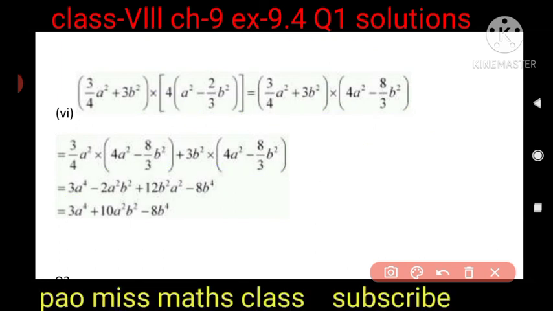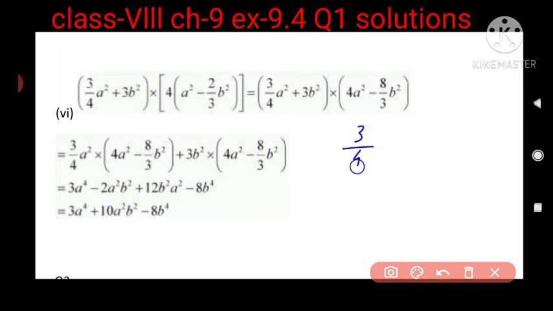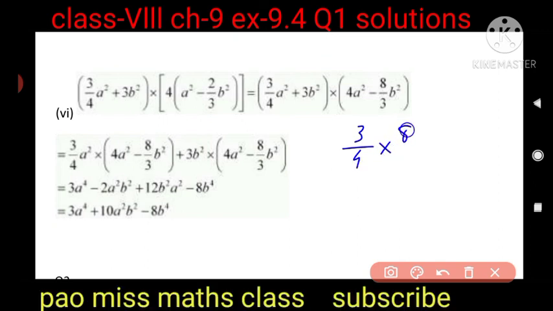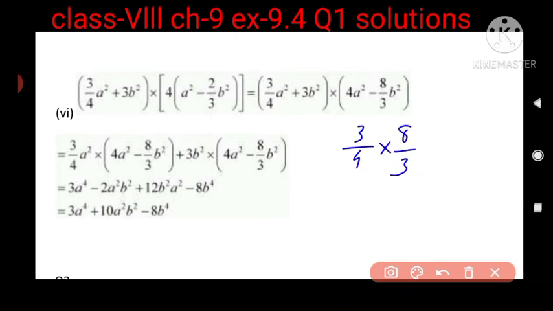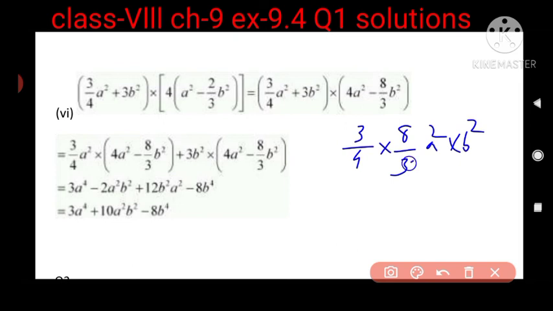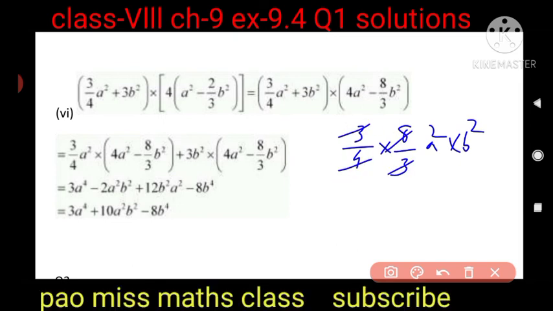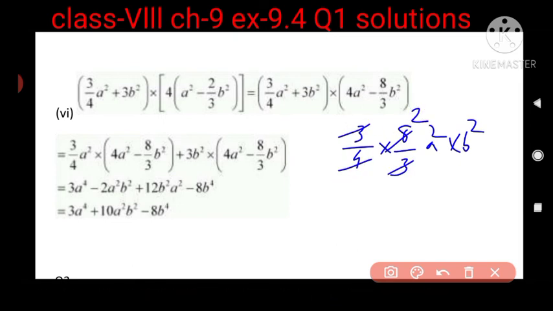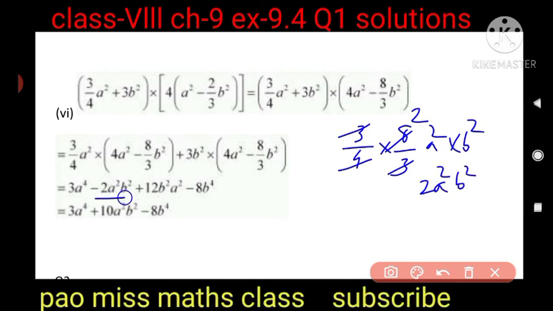Then what are the coefficients? 3 upon 4 multiplied with 8 upon 3. Then what are the variables? A square multiplied with b square. They are not like terms, so it will remain a square b square same. Now 3 will get cancelled. 4 1s are 4, 4 2s are 8. So what we got? We got 2a square b square. So what we got? Minus 2a square b square.